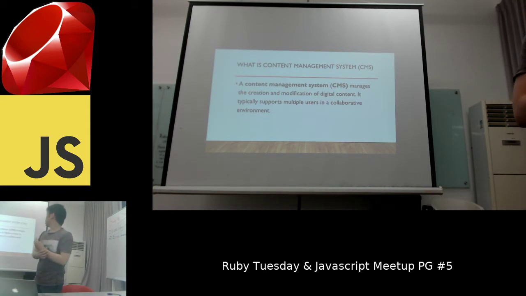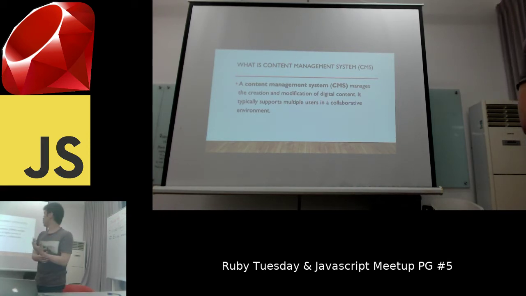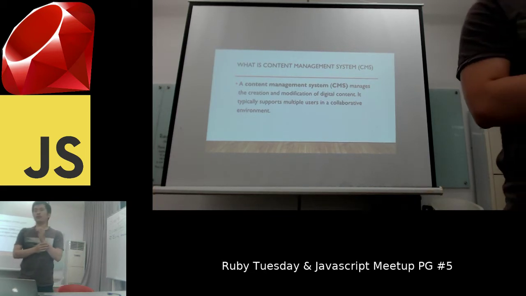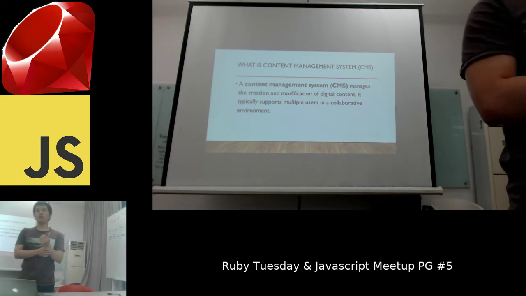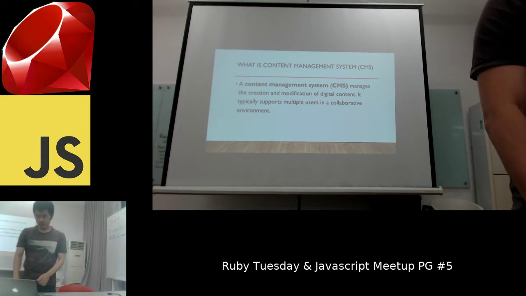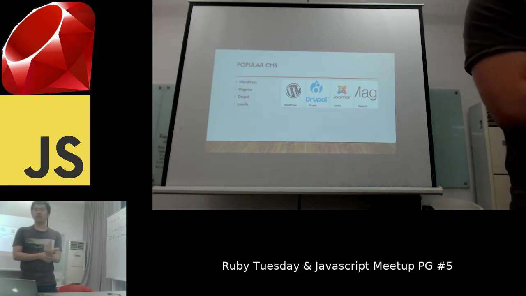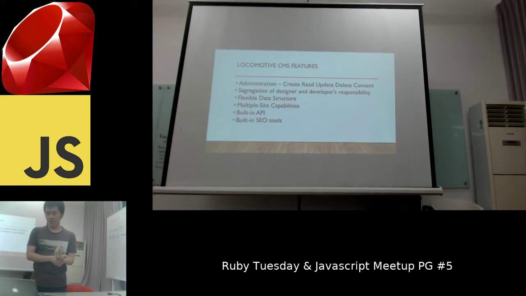And then it supports multiple users, which means sometimes you have a designer, sometimes you have a programmer in your project. So each user has their own role in the system. The CMS supports each user's role and responsibility. So what are the popular CMSs currently? The most famous ones are WordPress, Magento, Drupal, and Joomla. Most of them are written in PHP, as you know. So today I want to introduce you to a CMS written in Rails, which is Locomotive.